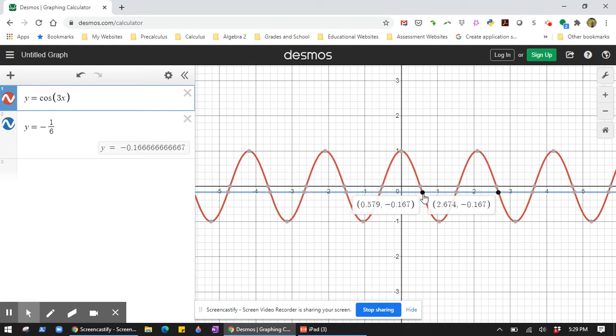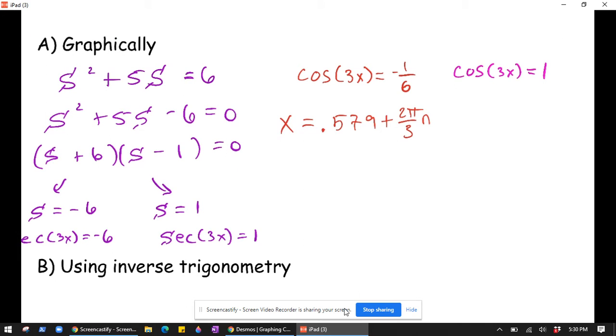The other family of solutions are the ones where the cosine graph is increasing, like here, here. We need only describe one of them. I'm going to start with this one and then add multiples of 2 pi over 3. So negative 0.579, plus multiples of 2 pi over 3. Those are basically the two families from that in one equation.